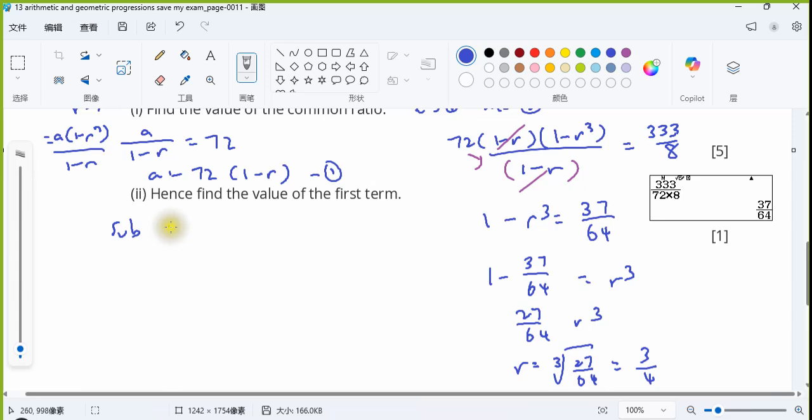So we sub r equal to 3 over 4 into equation 1, then a is 72 times 1 minus 3 over 4, then 72 multiply with 1 over 4. So it's 18.